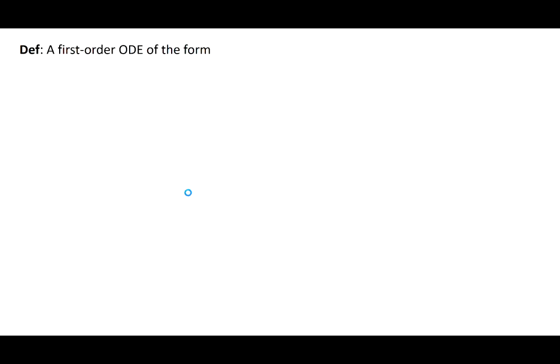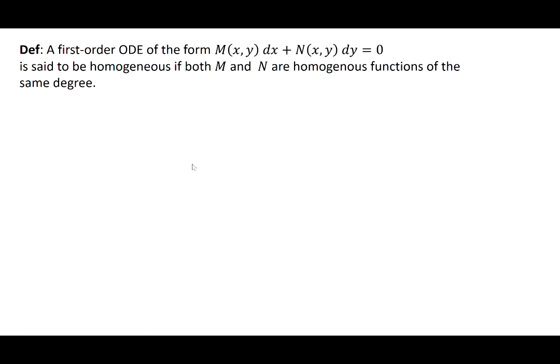Okay. Now, definition. A first order ODE of the form M of x,y dx plus N of x,y dy equal to 0 is said to be homogeneous if both M and N are homogeneous functions of the same degree. Let's see if we can make sense of it. We must have a first order differential equation, and that we need to write as M of x,y dx plus N of x,y dy equal to 0.